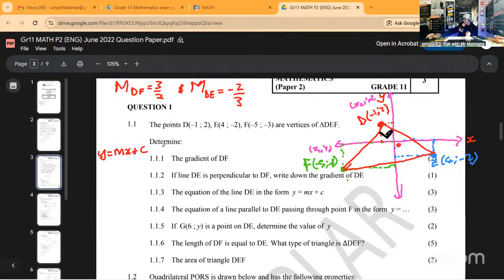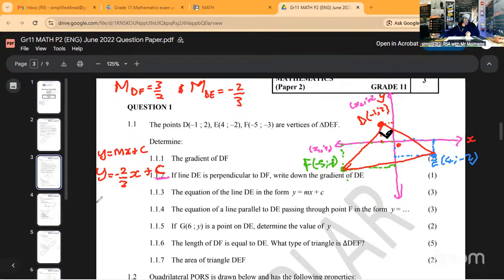What is our gradient for DE? -2/3 x plus c. And then the next thing that is remaining is just to find the value of this c in order to find the equation in the form of y equals mx plus c. To find that c, you either use point D or point E to substitute and get c. Whichever one you choose, it would work. I think the simplest one would be, okay, it doesn't matter. We don't care about the simplest one. We just want to solve that thing. So I'm going to go with the first point.